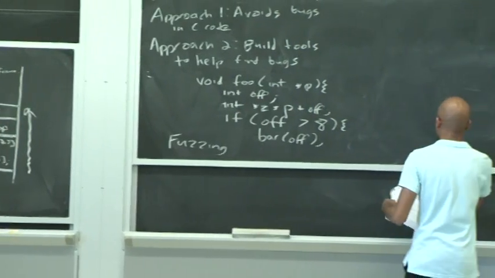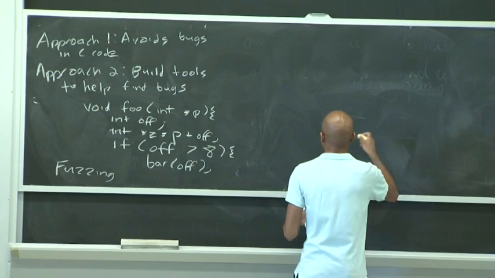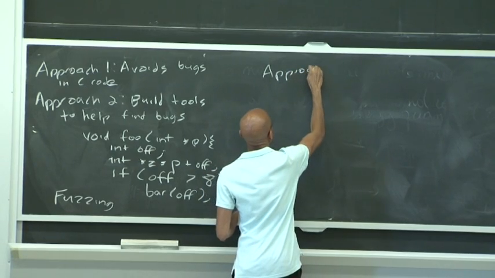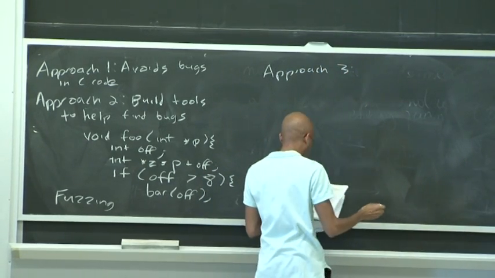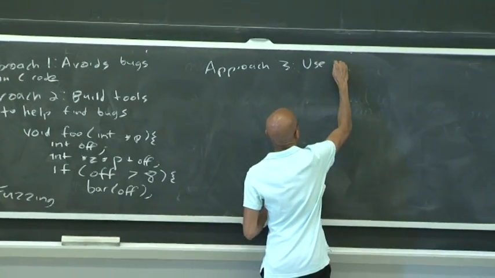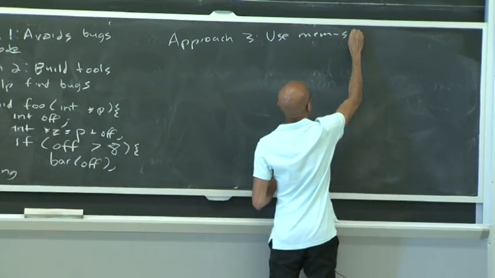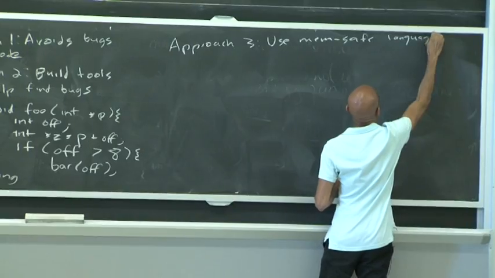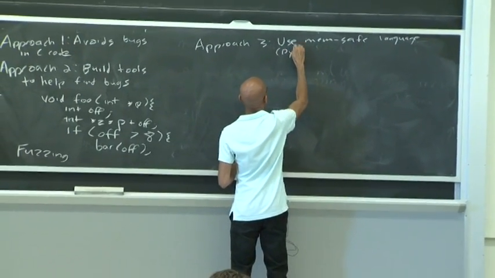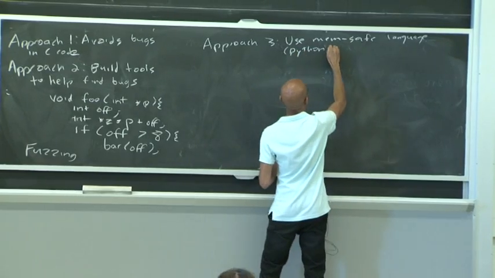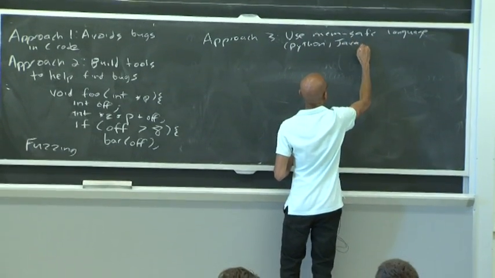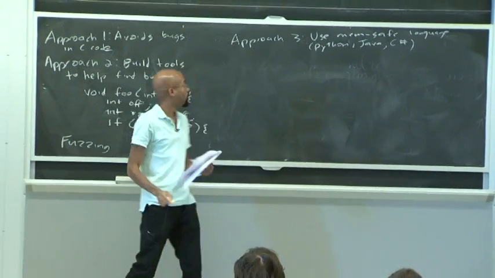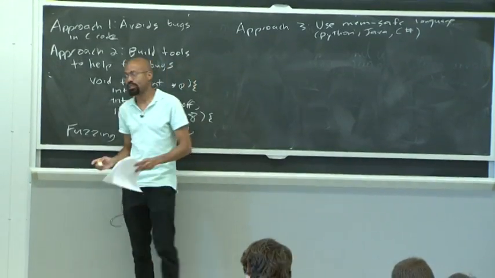So those were two approaches to deal with defending against buffer overflows. There are actually some other approaches. A third approach you might think about is to use a memory-safe language. Examples of these are things like Python, Java, C#. We're not going to put up Perl there because people who use Perl are bad people. So you could use a memory-safe language like that.